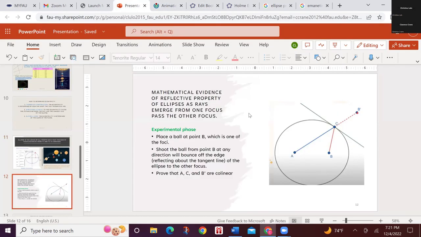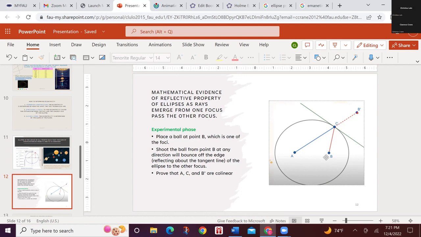Now, there's one other topic that we plan on discussing based on our research: the mathematical evidence of the reflective property of ellipses, as rays emerge from one focus past the other focus. Let's look at some experimental feats first. If you place a ball at point A, which is one of the foci, B is one, A is also the other focus.